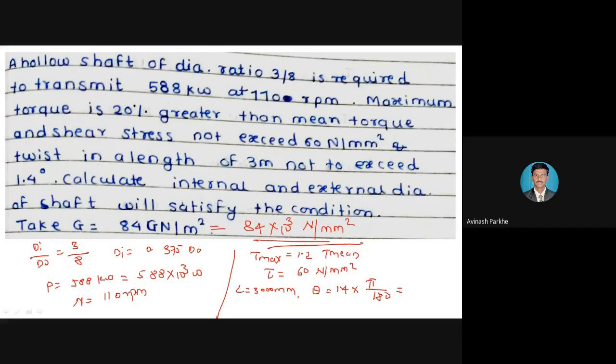Convert in radian. In radian, what is the answer? 0.024. If you convert the theta in radian, take all the digits of radian: 0.0244 radian. The modulus of rigidity is already given in giganewton per meter square. Only multiply by 10 raised to 3 and convert in Newton per mm square.